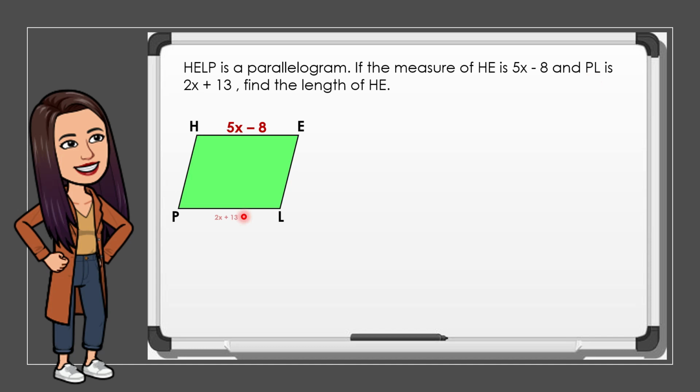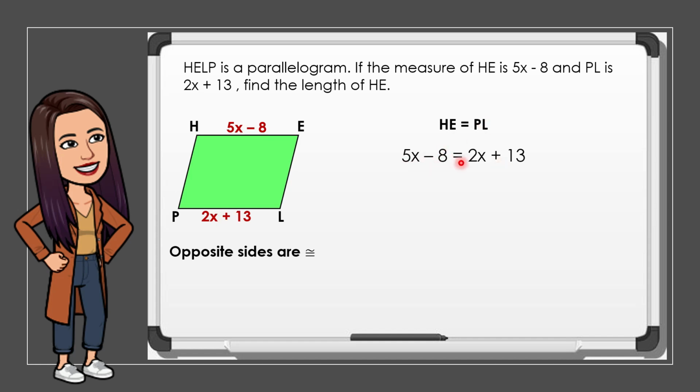After illustrating the situation, let us think of their relationship. If you will remember in our first properties, it says that the opposite sides are congruent. So it means that HE is equal to PL since they are opposite sides. From here, let us now have our equation by substituting 5x minus 8 to HE and 2x plus 13 to PL. Therefore, we have this equation.